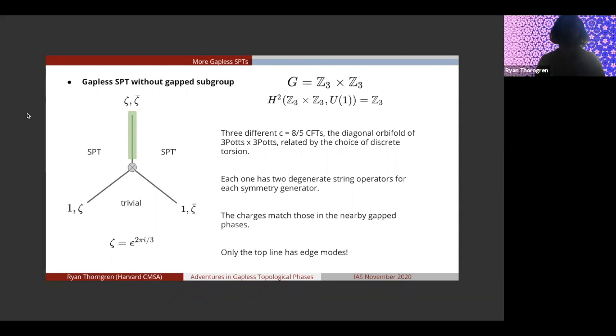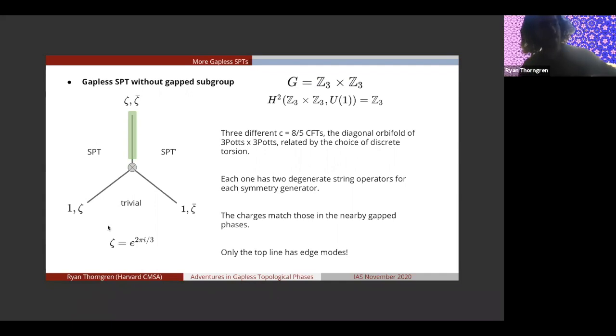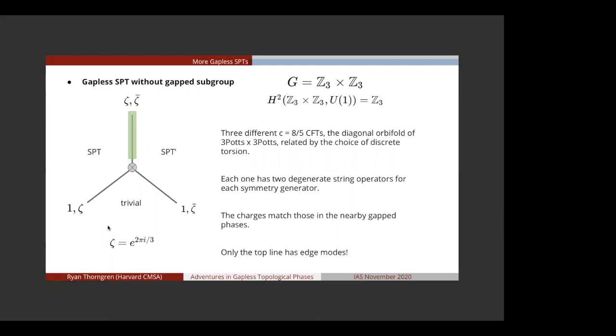No, if you just study the gapped system, then the two SPTs have the edge modes and the trivial phase doesn't. Imagine I just study a Z3 times Z3 gauge theory with various discrete torsion. Will I get the same effects or not? I'm trying to see whether the effect comes only from the gauging or whether it has something to do with the CFT before gauging.